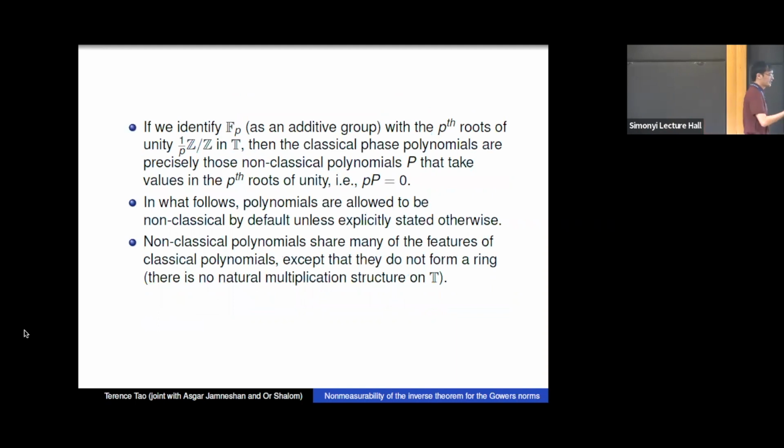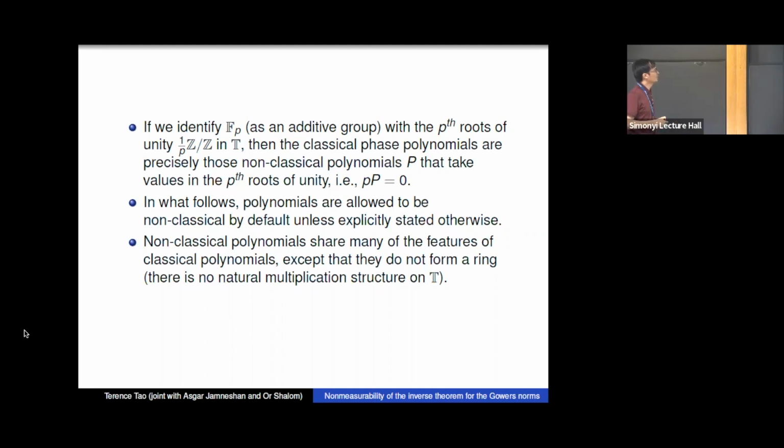So it's easy to show that every classical phase polynomial is a non-classical phase polynomial, and conversely, a non-classical phase polynomial is classical if and only if it takes values in the p-th roots of unity. So if you have a non-classical polynomial big P, and little p times big P vanishes, then it is basically classical if you identify F_p with the p-th roots of unity. Otherwise it's not. So it is a larger class of polynomials. Now, for what I do, if I don't say what a polynomial is, assume it to be non-classical, or not necessarily classical. I will not restrict attention to classical polynomials unless it's specified. The definitions are different, but they do share many of the same features.